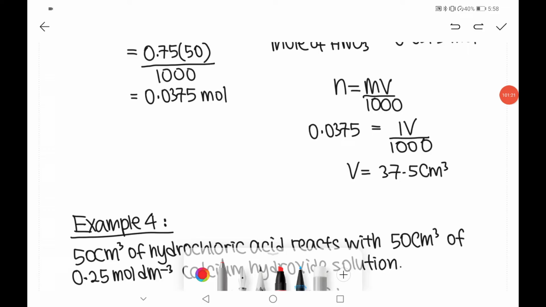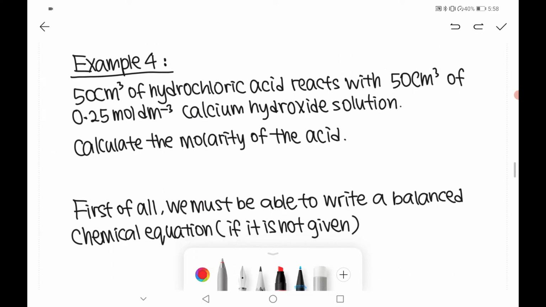Okay, so let's continue. This is your example number 4. For this example, you are given 50 cm³ of hydrochloric acid reacting with 50 cm³ of calcium hydroxide solution. We need to calculate the molarity of the acid. Same thing for this question, you are given the acid and you are given the alkali. Calcium hydroxide is one of the alkalis that we learned before. When acid reacts with alkali, this is neutralization.